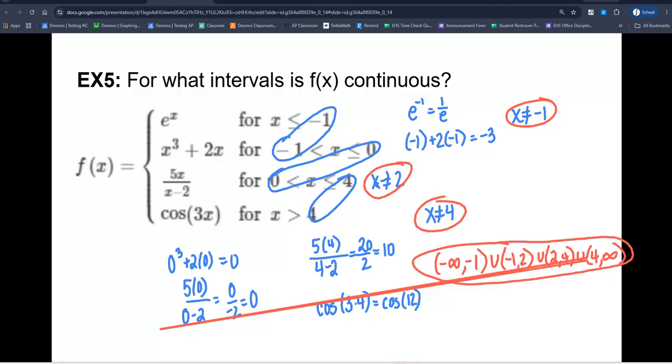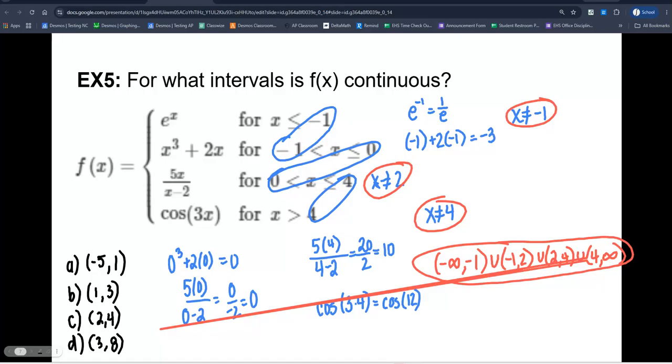Another way they sometimes ask this question is they make it multiple choice. And they might have 4 answer choices. They might have answer choice A is -5 to 1. They might have B is 1 to 3. They might have C as 2 to 4 and D as 3 to 8. And they'll say on which interval is f continuous.